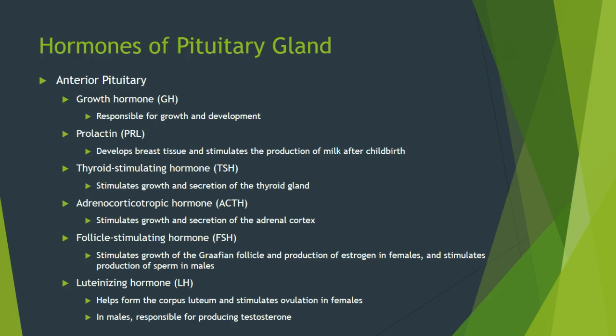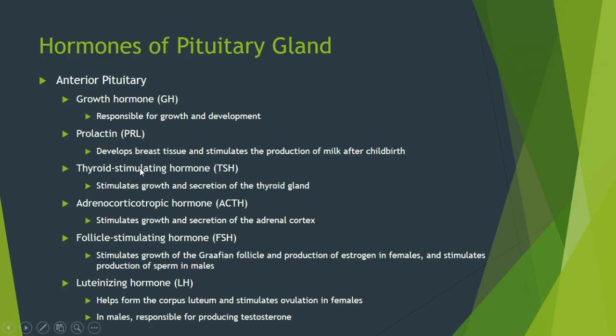All right, so the anterior pituitary, remember it's controlled by the hypothalamus, and it produces growth hormone, which obviously would be important for growth and development. A substance called prolactin causes breast tissue to develop and stimulates the production of milk after childbirth.